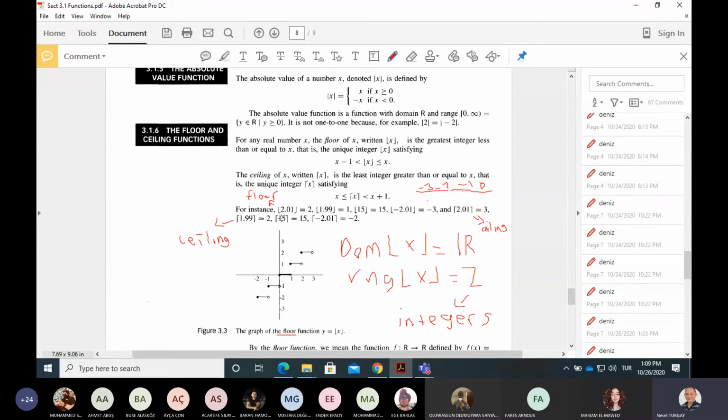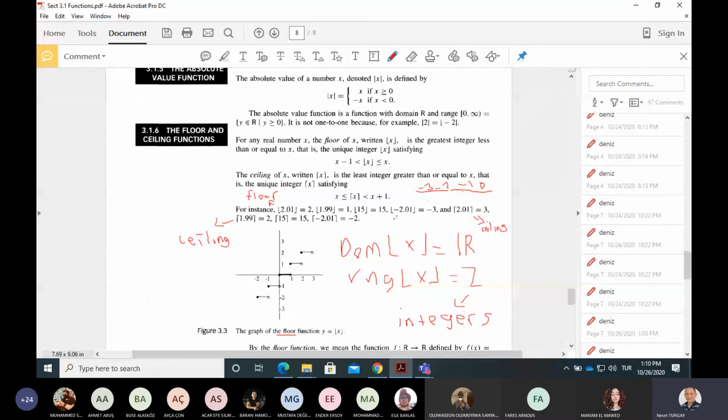What is the floor of 2.01? It is 2, because we are looking at the definition. What is the definition? Greatest integer less than or equal to x. So less than this one, which integer comes? 2. That's the reason. How about this? Floor of 1.99 is 1. 15 is already the integer 15.